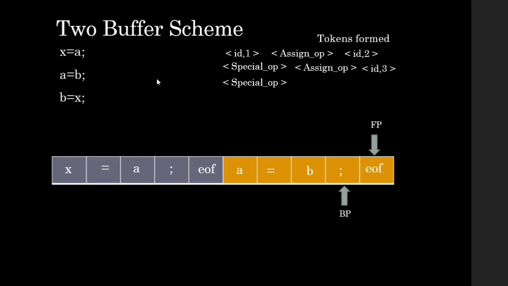Once it goes to EOF, automatically the first half should be loaded because the forward pointer is at the end of the second half. So now you can see that the third statement is getting loaded on the first half. That b equal to x is getting loaded in the first half. Now forward pointer will be moving to the beginning of that. Now beginning pointer will be moving to the beginning of it. So that's how it actually functions. Two buffer scheme will be functioning like this.